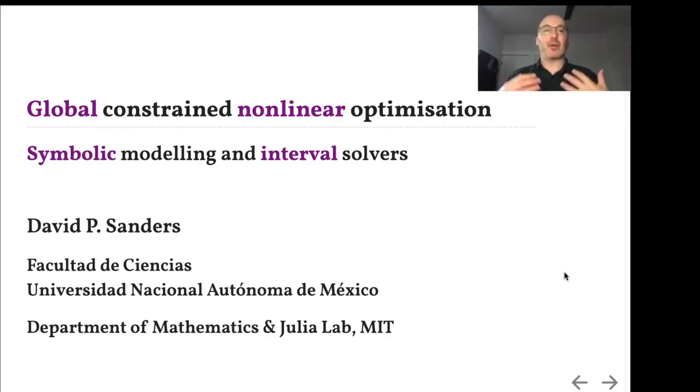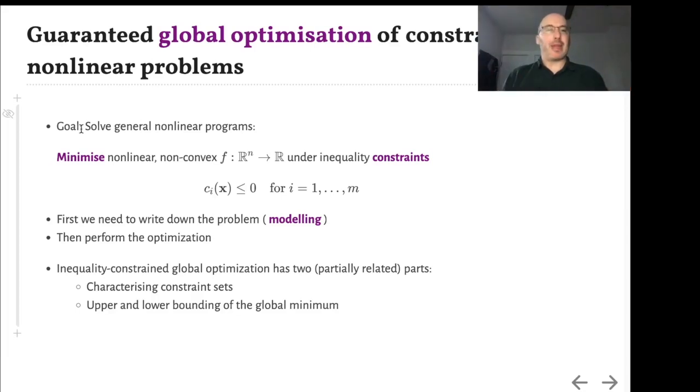I'm David Sanders, and I'm going to talk about global constrained nonlinear optimization. And this is going to involve symbolic modeling of the problem and then solving the problem using interval arithmetic methods. So the goal is the ambitious one of solving general nonlinear programs.